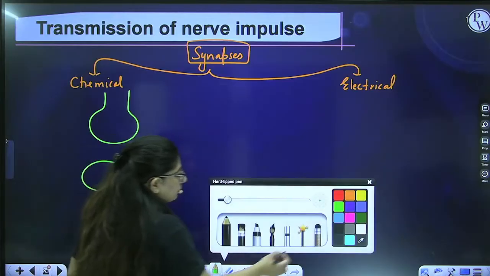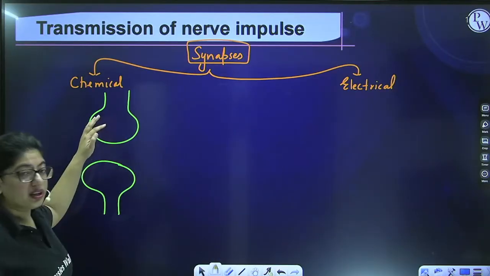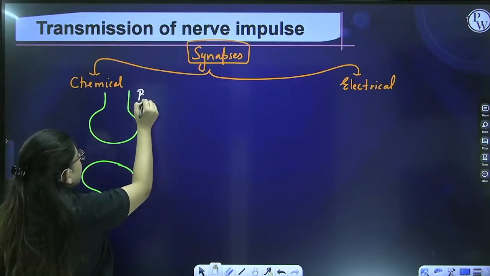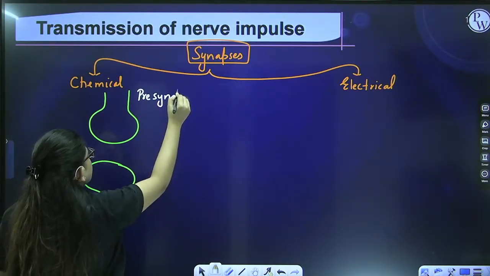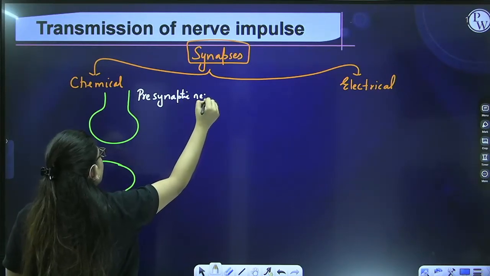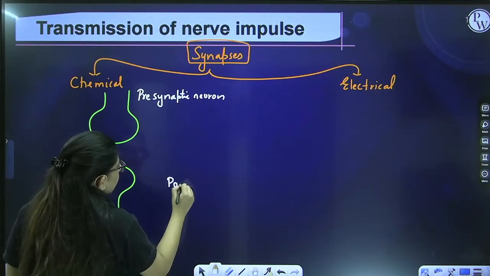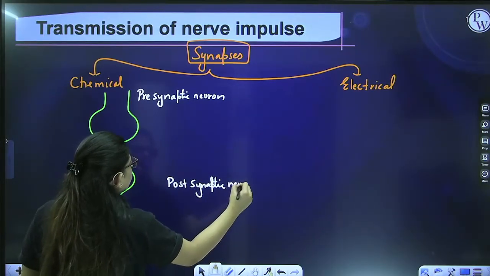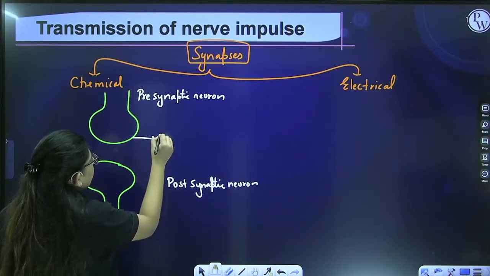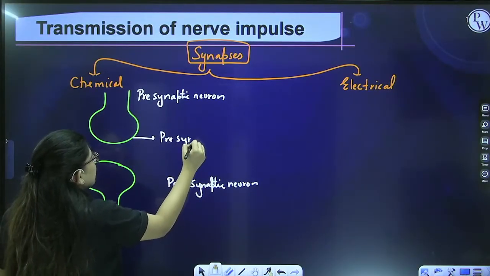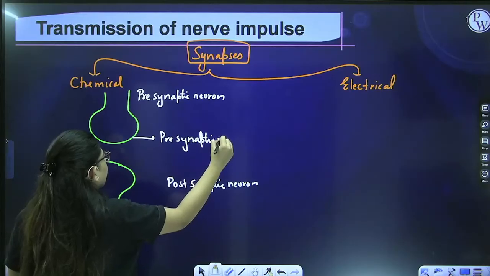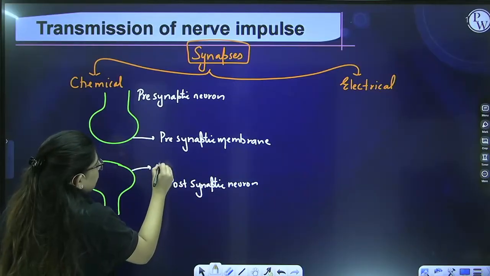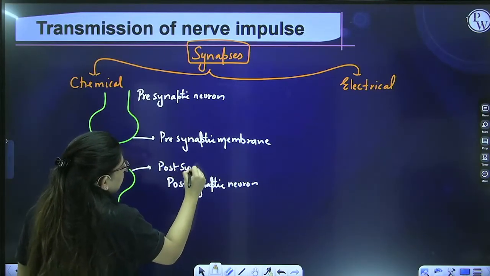Okay, now this neuron, which is present before the formation of synapse, is presynaptic neuron. And this one is postsynaptic neuron. Similarly, this membrane will be known as presynaptic membrane. And this will be known as postsynaptic membrane.